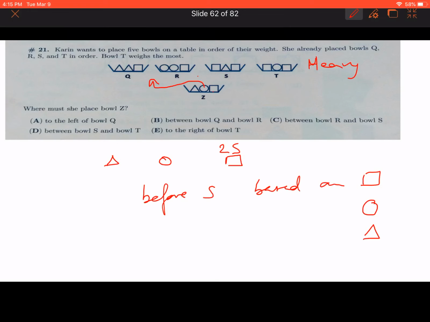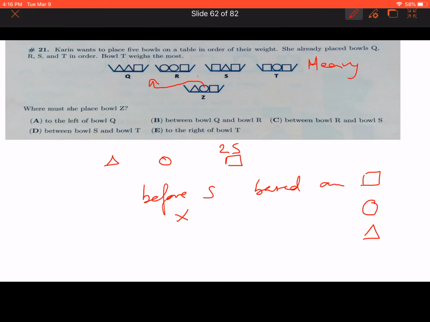Okay, so we cannot have it before S, because there is only one circle in case of Z, whereas we have two circles in case of R. So it will surely be heavier. Now we have to check whether it is possible before R. Now we have to check with the triangles. So if there is no circle, then triangle is heavier, so S is heavier.